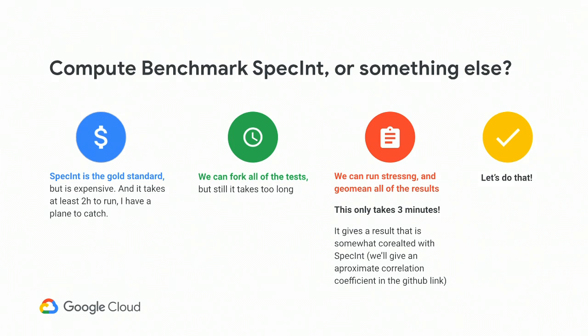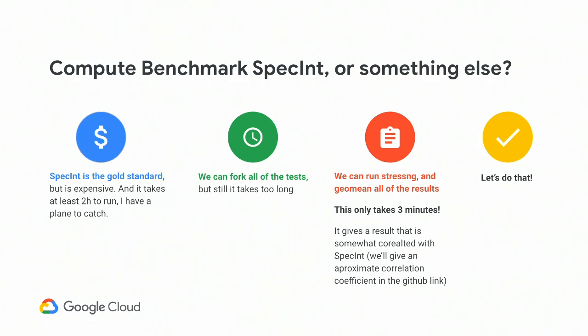We could fork all the tests, obviously. SPECint is, as you know, comprised of on the order of 20 to 30 tests. We can fork them all individually, bring them all back in, geomean those, and get a number back out. But even then, it takes quite a while to run. So what about this? Why don't we try running stress-ng? It's a package out there which has a variety, maybe 50 different tests internally. Geomean all of those together and see what the result is. It turns out it's pretty correlated with SPECint. There'll be an approximate correlation coefficient in the GitHub to see how good stress-ng is, but it's pretty cheap.